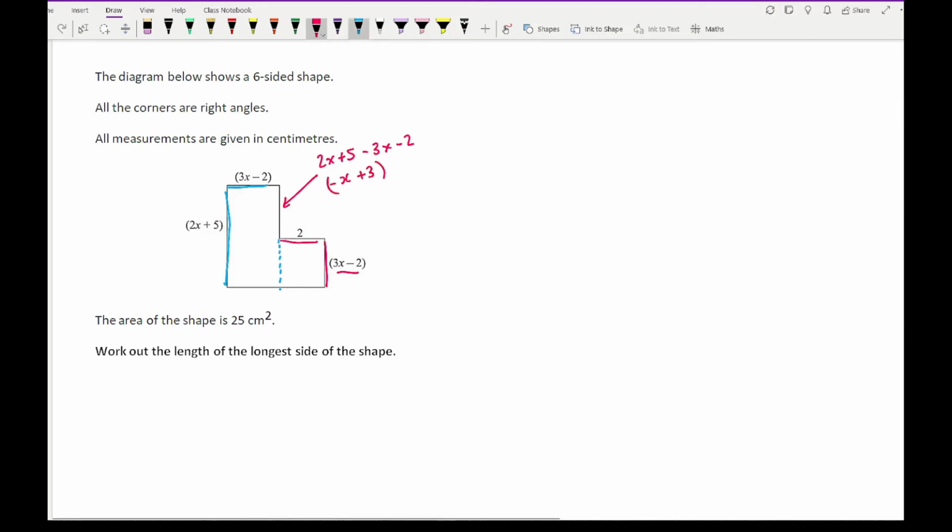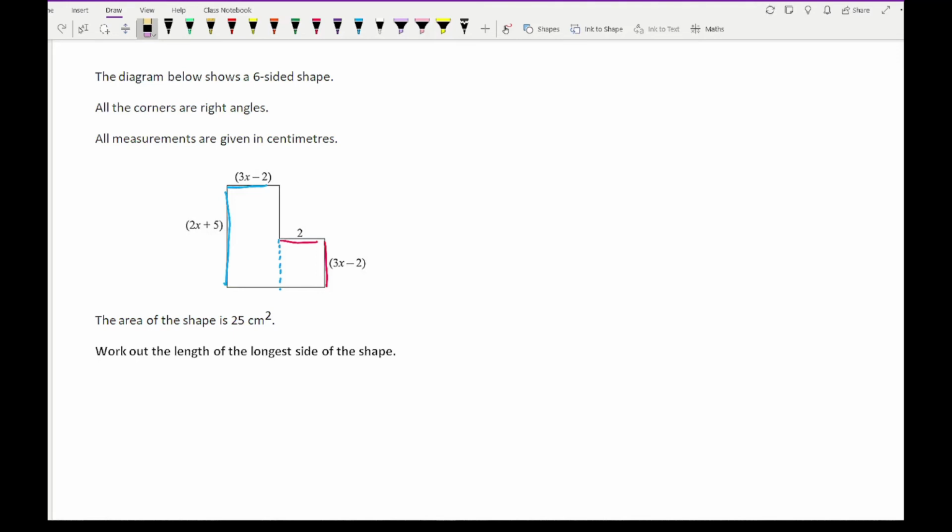And looking at this length here, if I get a different colour, let's go for green. This length here, well, that's going to be 3x minus 2 plus 2, which is just 3x. So there I've got all of those 6 sides now labelled. However, I'm not going to use those, so let me just quickly get rid of them. But that's basically how you would work those out.